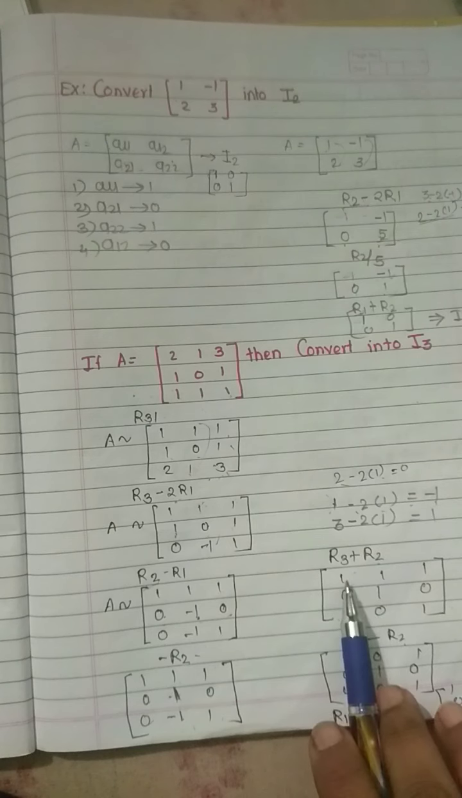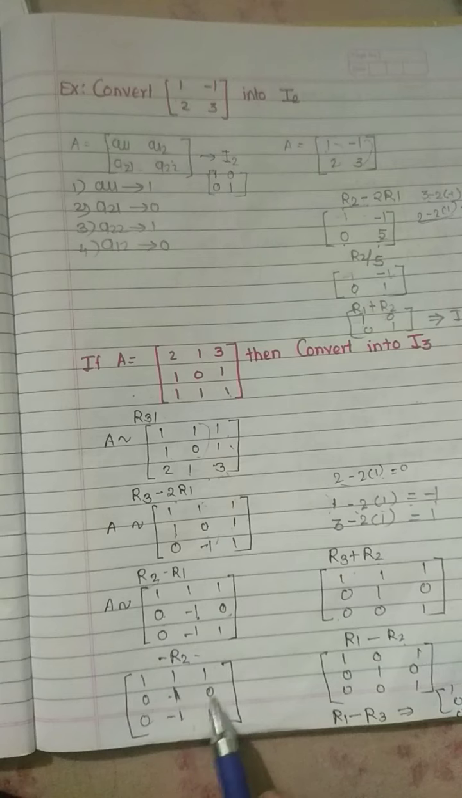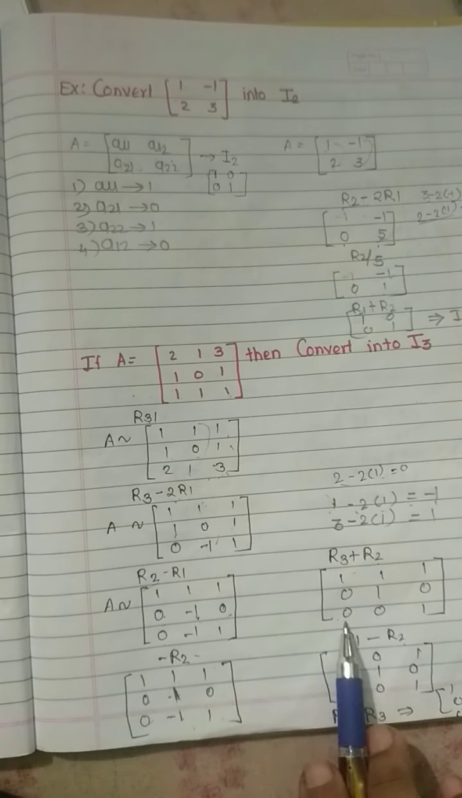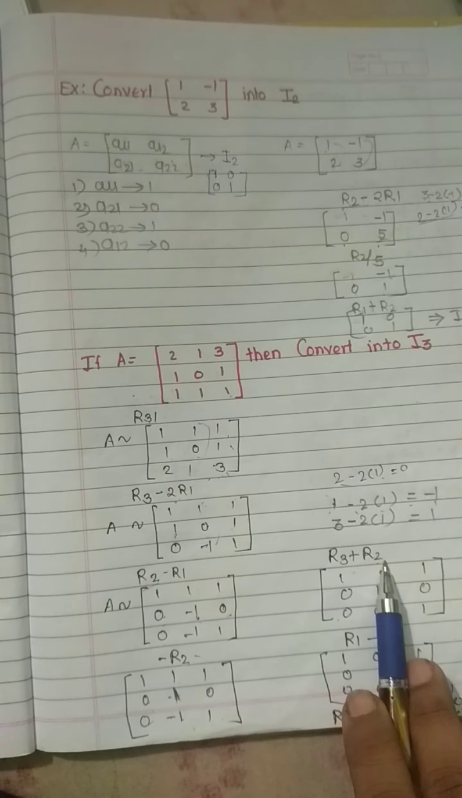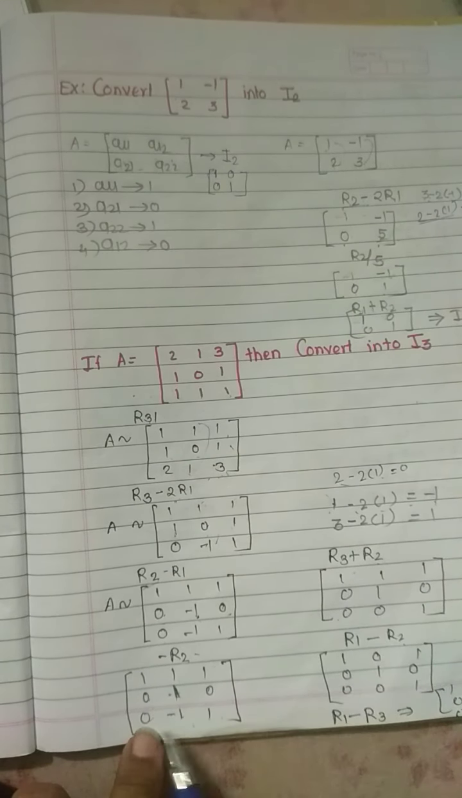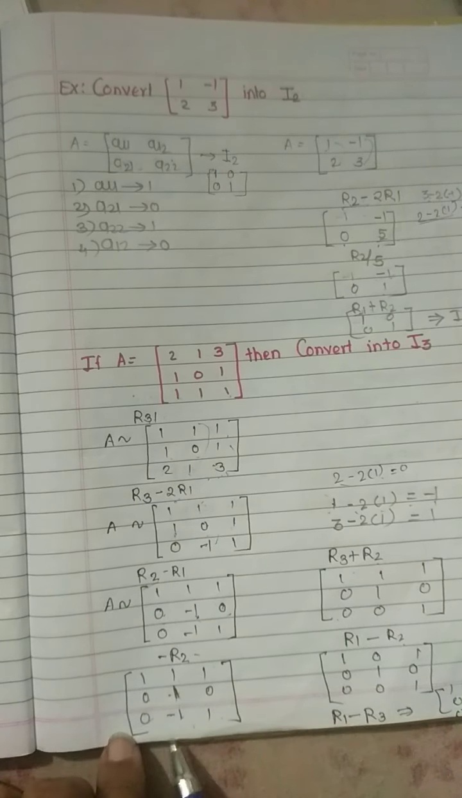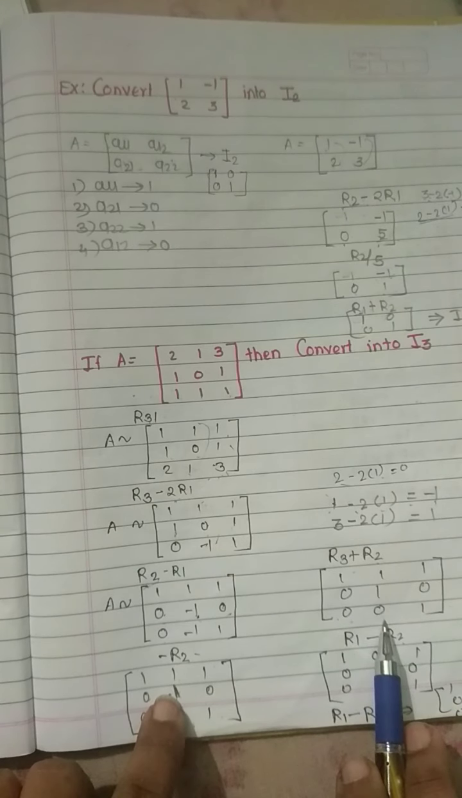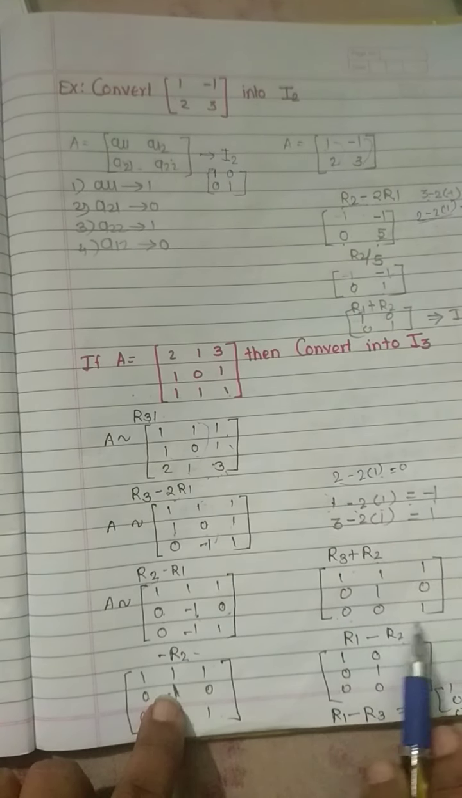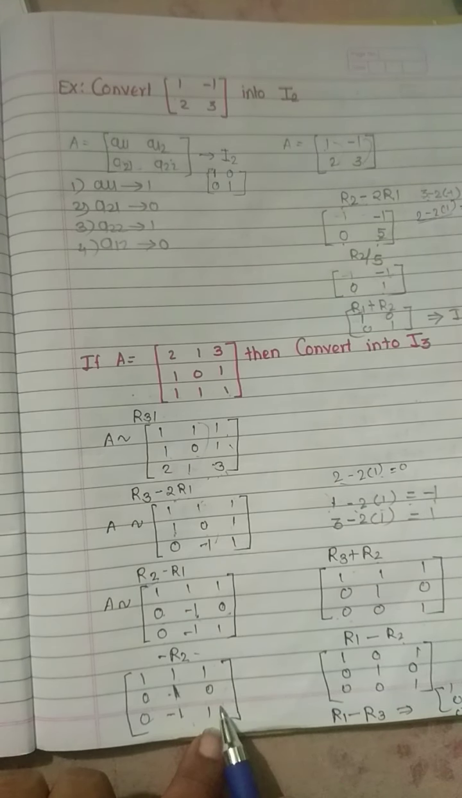That is, first row elements 1 1 1 and second row elements 0 1 0 remain the same, only the third row elements change using the operation R3 plus R2. The first R3 element is 0 and its corresponding element is 0. 0 plus 0 is nothing but 0. Second, the R3 element is minus 1 plus the R2 element 1. Minus 1 plus 1 is nothing but 0. And third, the R3 element 1 and corresponding element 0. 1 plus 0 is nothing but 1.